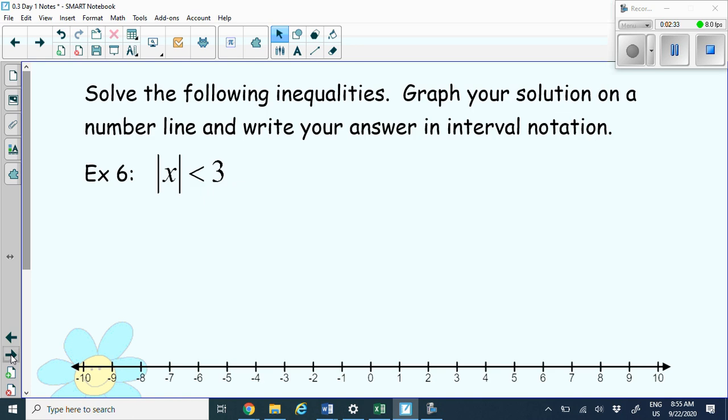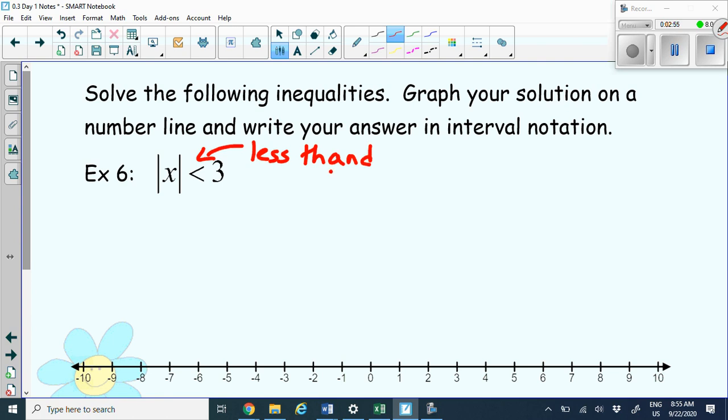Okay, here it says solve the following inequality, graph your solution on the number line, and write your answer in interval notation. Okay, so we have to create two inequalities. Now notice what this is. We have absolute value of x is less than 3. What I like to do is indicate is this an and or an or problem. Well, this is a less than, so this is an and problem, meaning we're going to create our compound inequality.